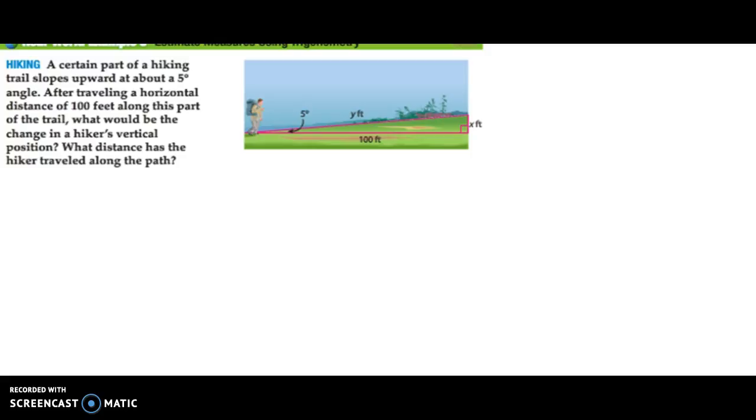So I think of my trigonometric ratios to set this up. Well, if I'm looking for x, I know this side right here, which is the adjacent side to 5 degrees, and I'm looking for the opposite side. Well, which trig ratio is opposite over adjacent? That would be tangent. So tangent of 5 degrees is going to be equal to x over 100.